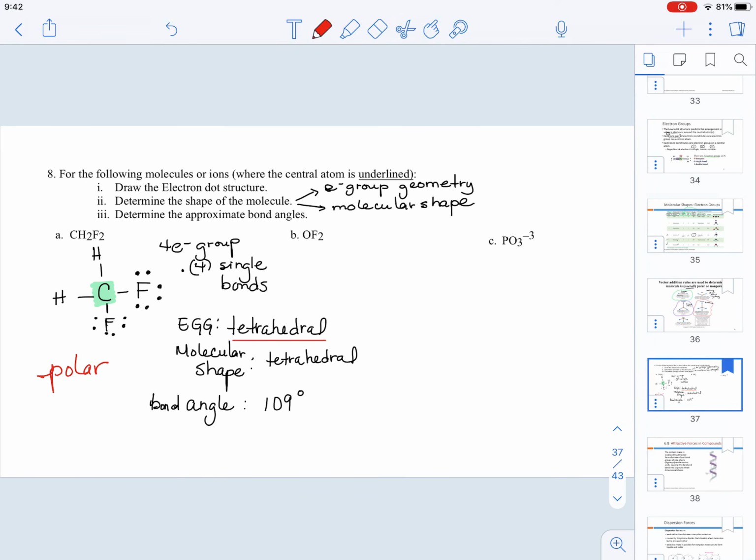Make sure that you practice determining the overall polarity of molecules by utilizing the resources of the textbook, the worksheets, and also the SI worksheets that are on Canvas.